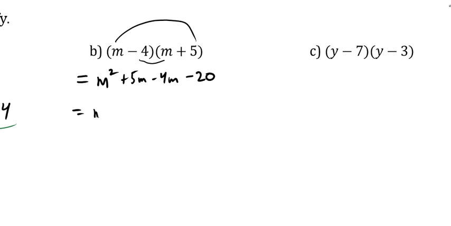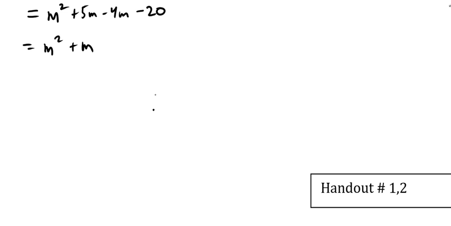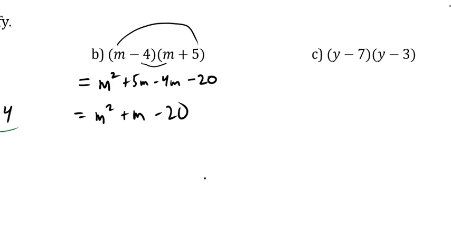And then I get m squared. 5m minus 4m is 1m, so just plus m. Minus 20. How many people got that? Awesome. Okay, one more there to try.